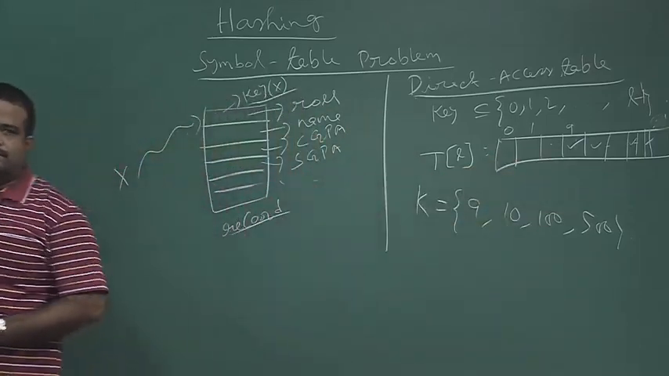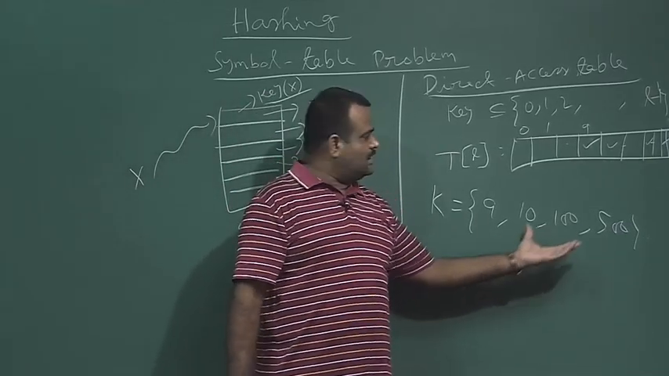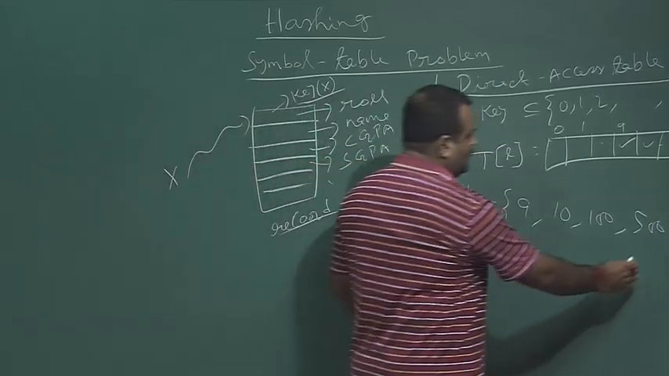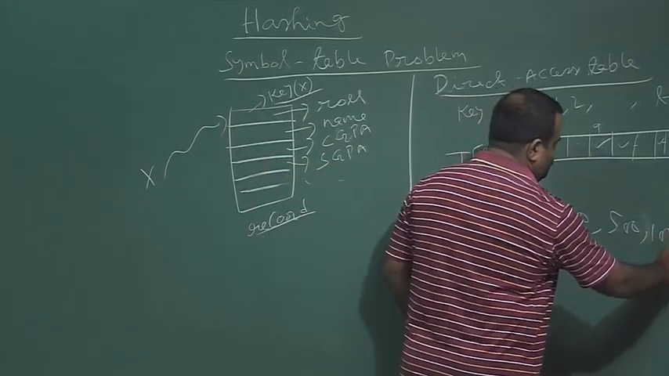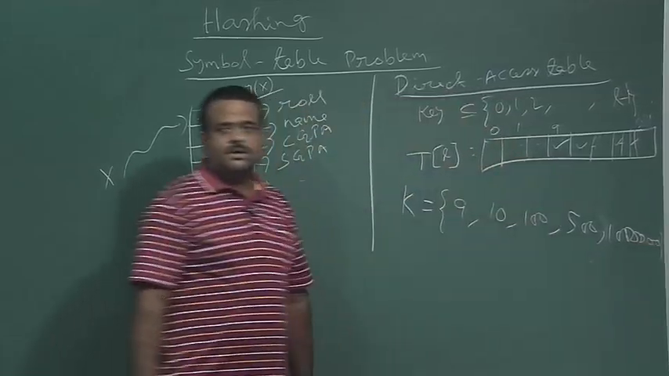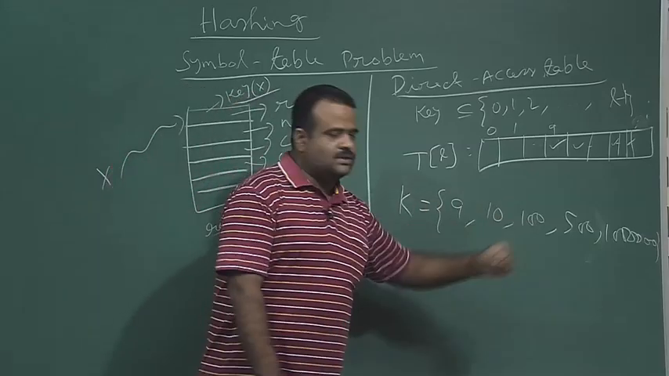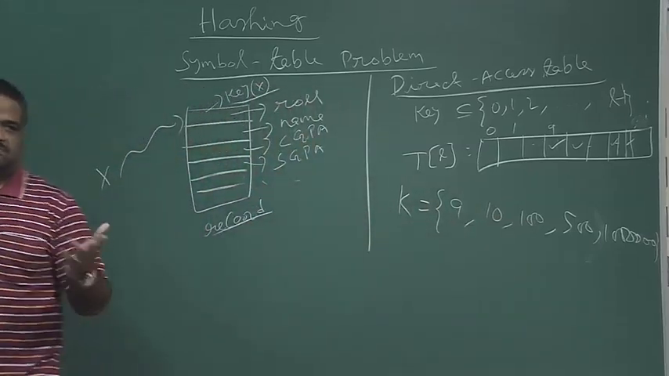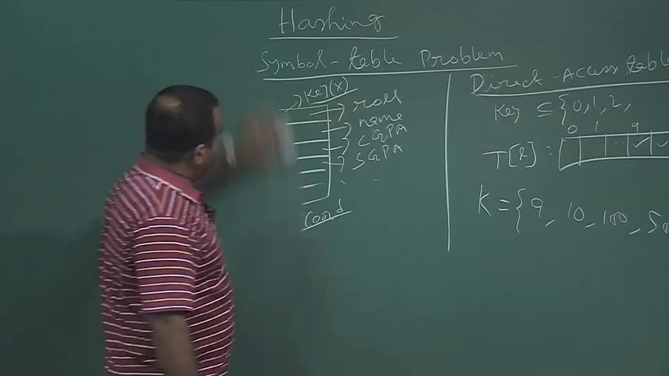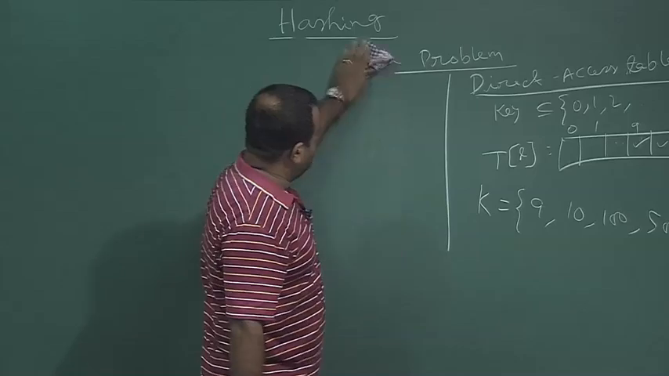Now what is the problem with this? Suppose we have just 4 or 5 keys but the key values are huge, maybe up to 10 lakhs. Then we have to maintain the array up to 10 lakhs, although we are dealing with just 5 keys or fewer records. So to avoid this problem, we define a function which is called a hash function.